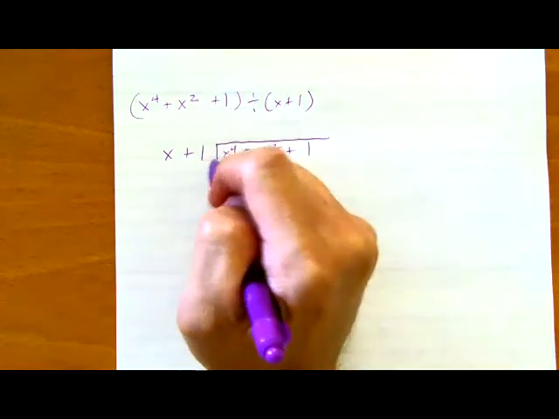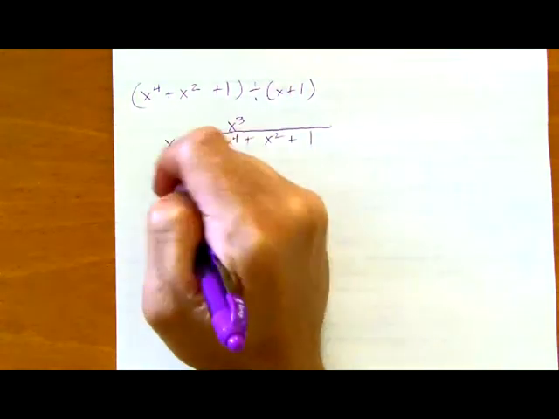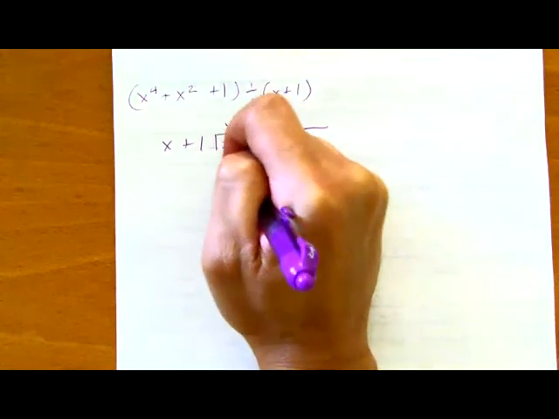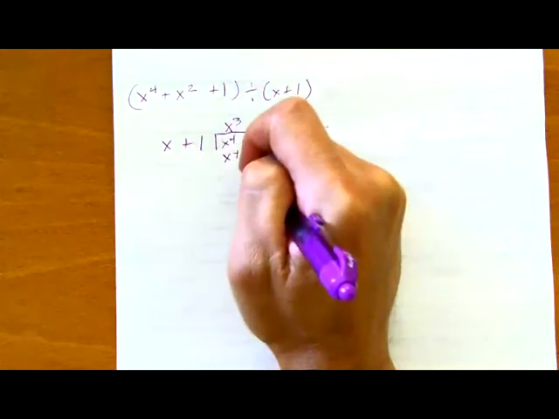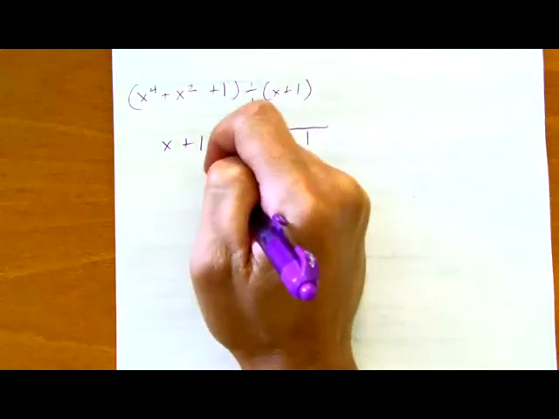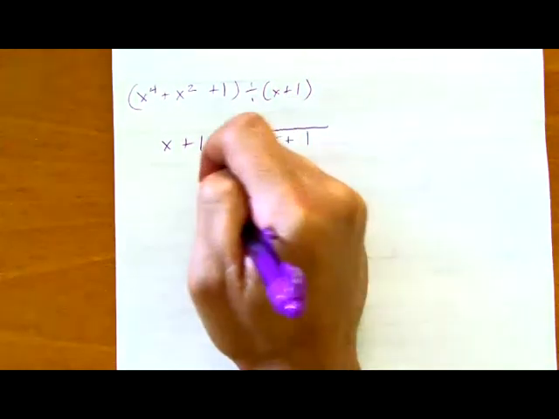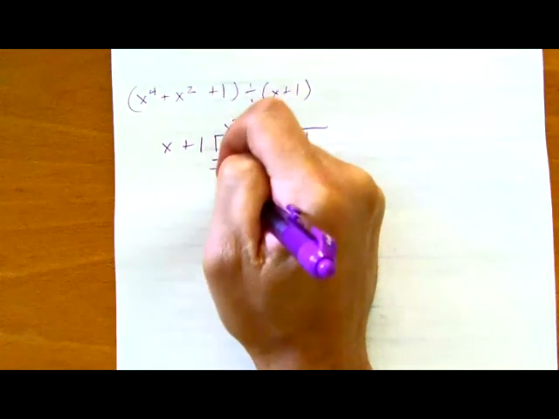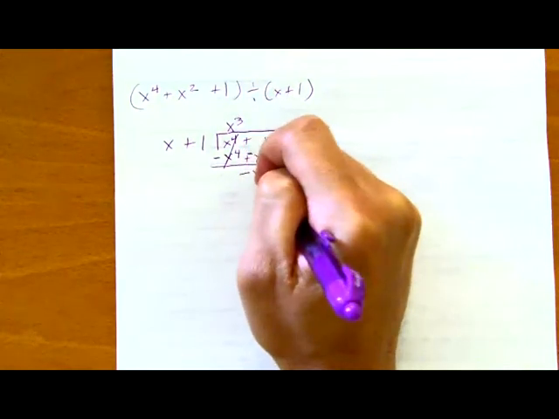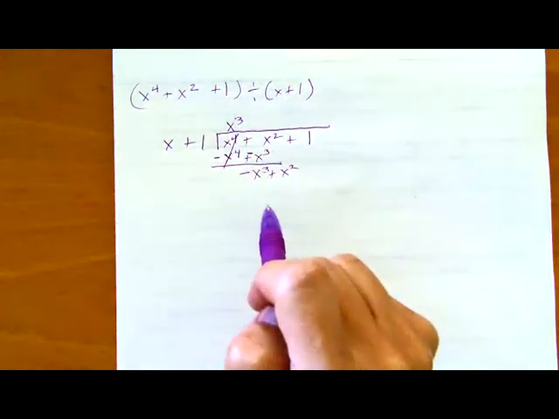We can ignore the rest. x to the 3rd. The x to the 3rd multiplies to both terms. So x to the 3rd times x is x to the 4th. x to the 3rd times 1 is x to the 3rd. We're going to subtract. So the signs change. This becomes minus. This becomes minus. If we add straight down, that cancels. Nothing cancels this, so it's just negative x to the 3rd. I'm going to drop the plus x to the 2nd, and then we'll do it again.